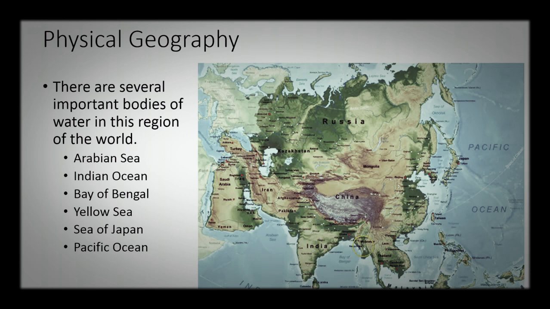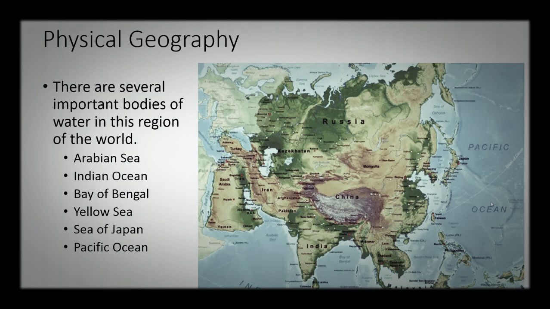Around East Asia, we have several important seas like the Yellow Sea. The Yellow Sea divides the Korean peninsula from China. We also have the Sea of Japan. The Sea of Japan divides the Japanese archipelago from the Korean peninsula, China, and Russia. And to the east of everything, we have the Pacific Ocean. The Pacific Ocean is the largest ocean in the world, and it separates Asia from the western coast of the United States. Right in between Asia and the United States, kind of smack dab in the middle of the Pacific Ocean, we have the state of Hawaii.